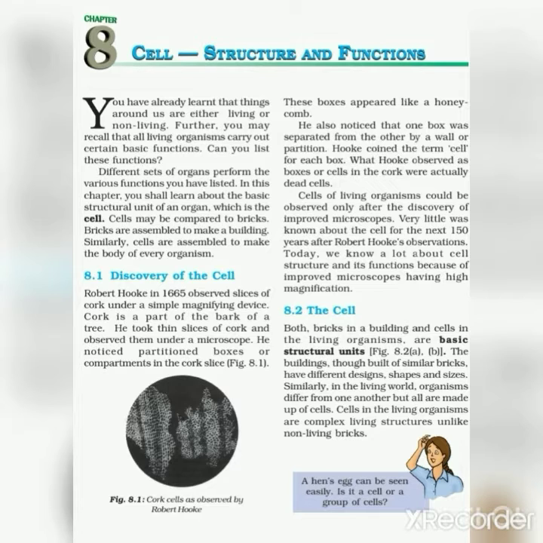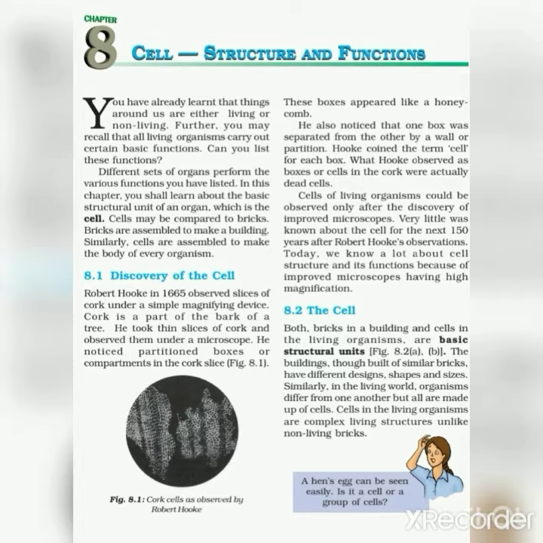You all must have seen bricks assembled in a building. Similarly, cells are assembled to make the body of an organism. In the year 1665, a scientist named Robert Hooke discovered the cell. He observed some slices of cork under a simple magnifying device, that is a microscope. He saw some boxes which appeared like a honeycomb. They were separated by a wall. He named this box a cell. Today we know a lot about the cell because of improved microscopes.